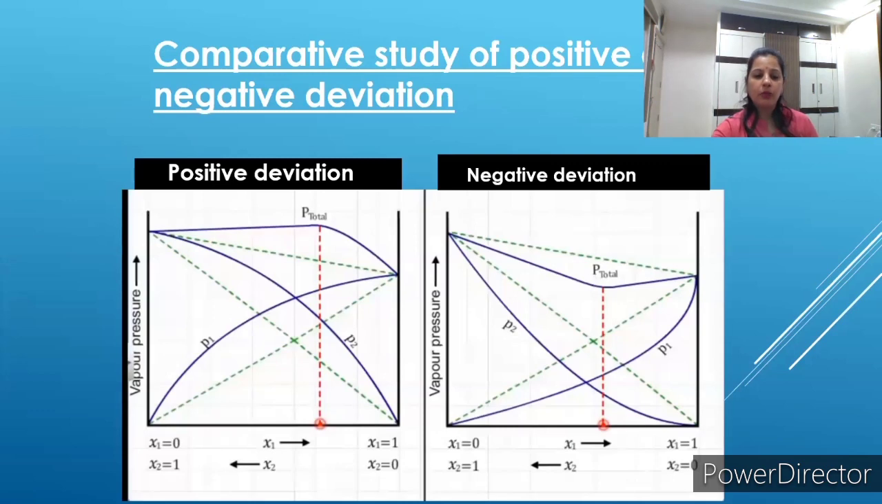If we compare both these deviations, positive and negative, we can see that the P total value for positive deviation is higher than what is expected by the ideal solution, and the P total value in negative deviation is lower than that expected by the ideal solution. So this is all about the positive and negative deviations, Raoult's law and Dalton's law. In the next video, we will see the colligative properties and the further part of this chapter.